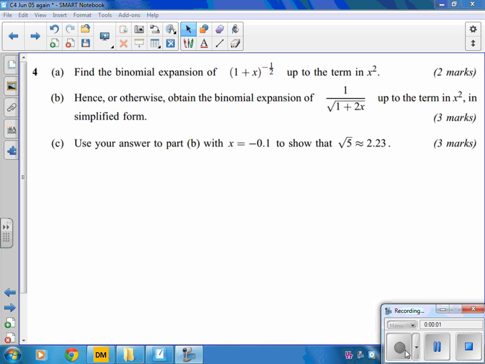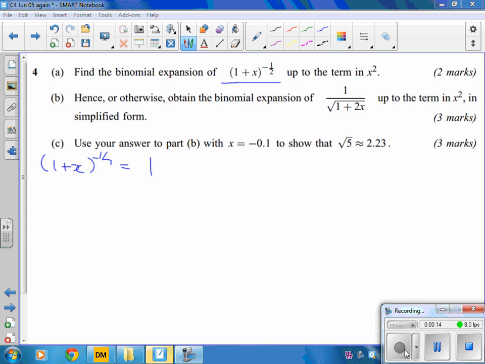June 2005, Core 4, question 4 on the binomial. Starts in the normal way. Just a simple expansion here, 1 plus x all to the power of minus half. So we're looking at 1 plus minus a half, lots of x, plus minus a half times minus 3 over 2 over 2 times by x squared. And I'll leave you just to tidy that one up.